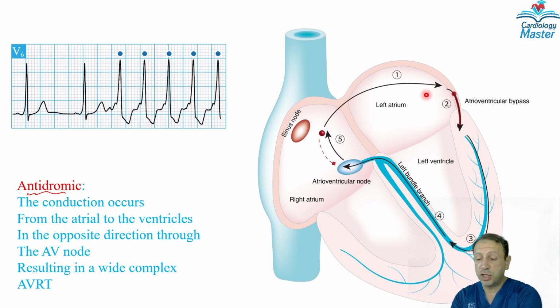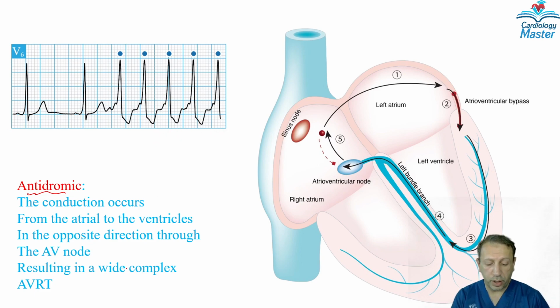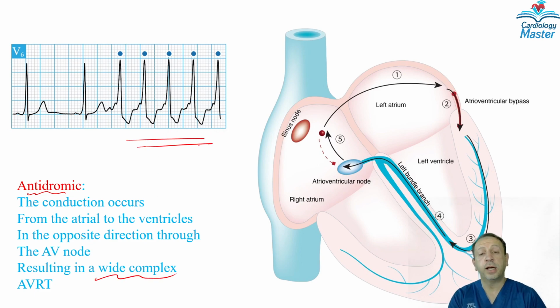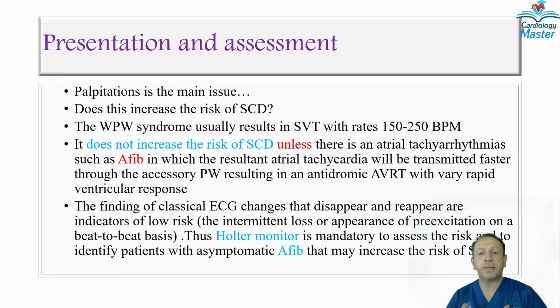How does it manifest on ECG? As it passes through the opposite direction, it will need a longer period of depolarization for the ventricles, and it will manifest with a wide complex. As you can see here, it is a wide complex tachycardia. In brief, a short PR interval, a delta wave from the depolarization of that part of the ventricle, and then a wide QRS complex. So what is the presentation and what's the clinical significance?